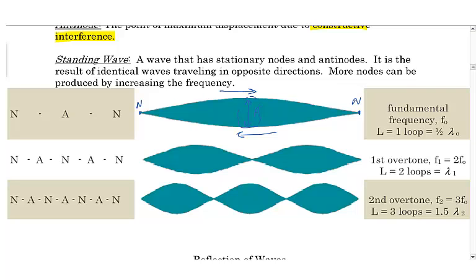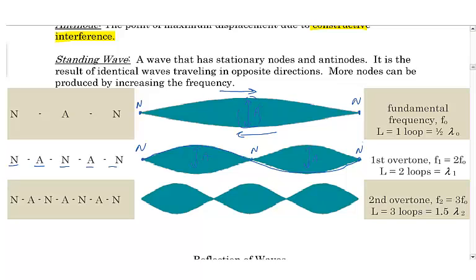If we were to increase the frequency of the shaking on the left-hand side, sending more waves down the string, we would get the same effect as above, except we would produce more nodes and antinodes. In the first overtone, you'll see that we would generate one complete wavelength as the waves travel to the right and left and interact and interfere accordingly. On the left-hand side, you'll see that the nodes and antinodes are labeled.